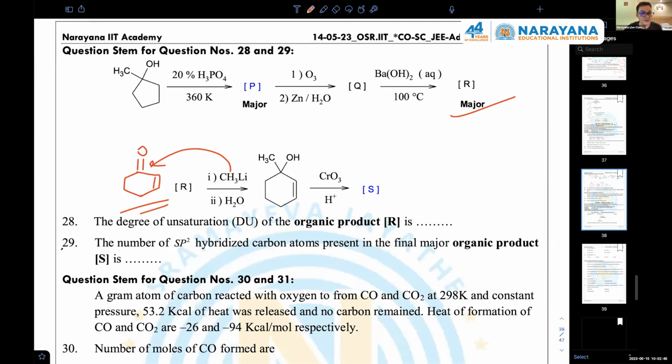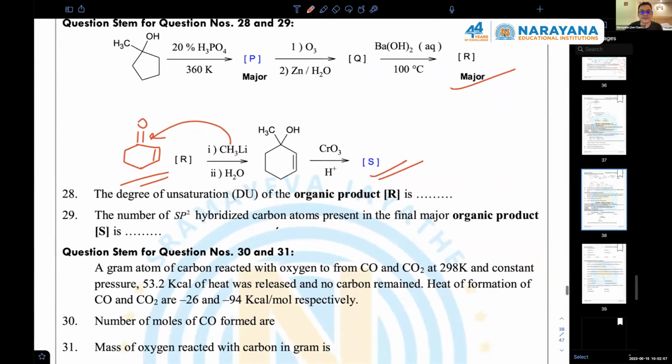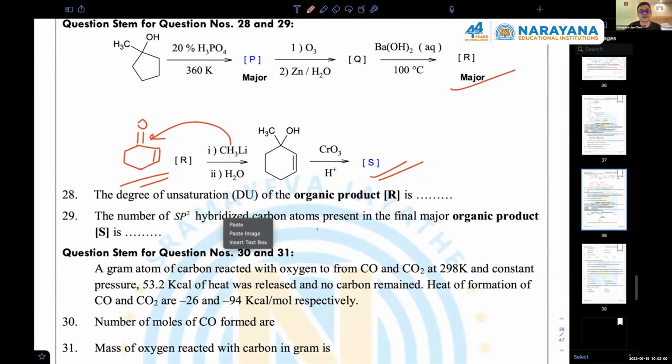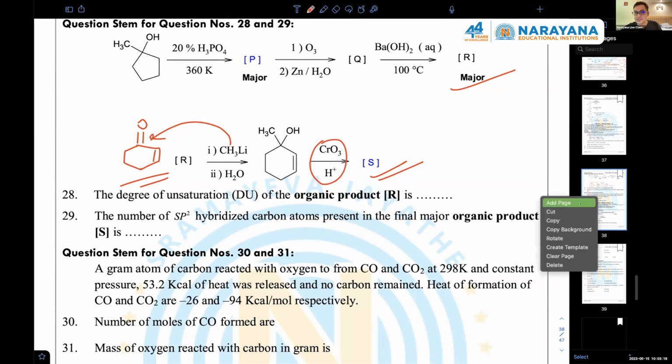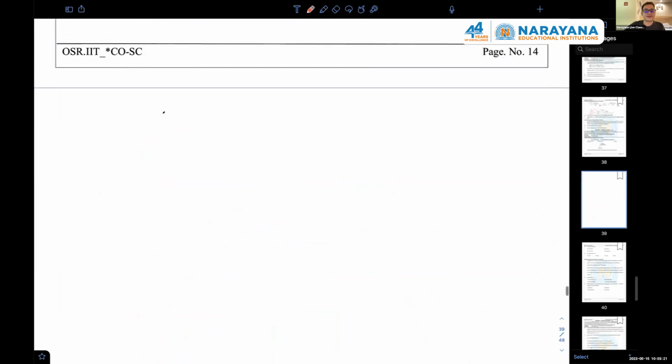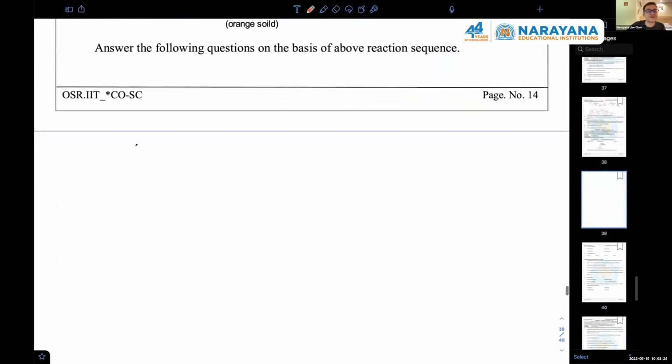Now, in 29, they're asking the number of sp2 hybridized carbon atoms present in the final major organic product S. As they're asking oxidation, this is not the normal oxidation process. They have asked about the rearrangement process actually. This is not the general oxidation process. They have asked something tougher. Okay, I'll show you.